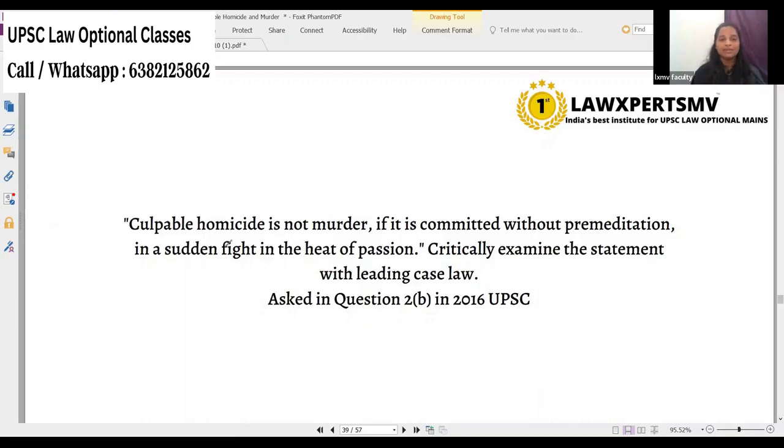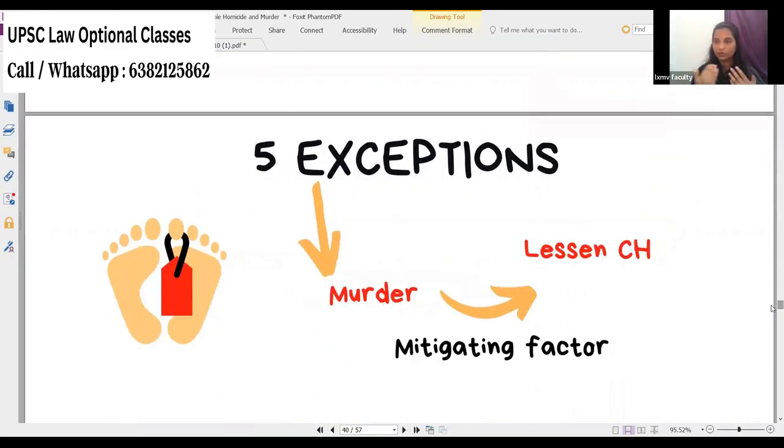Let me give you another UPSC question. Culpable homicide is not murder if it is committed without premeditation in a sudden fight in the heat of passion. Critically examine the statement with leading case laws. So this points to one of the exceptions to murder. As I told you, under section 300 we have 4 clauses and 4 illustrations. We have completed everything. Now we are jumping to the exceptions part. Till now, everybody understood? Can we go to the exceptions?